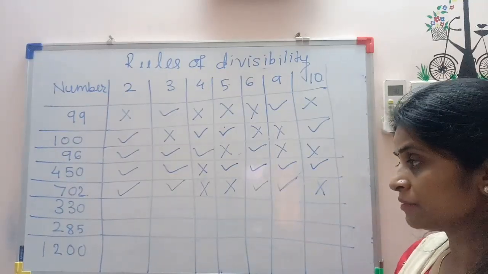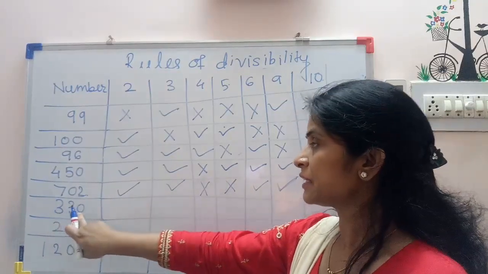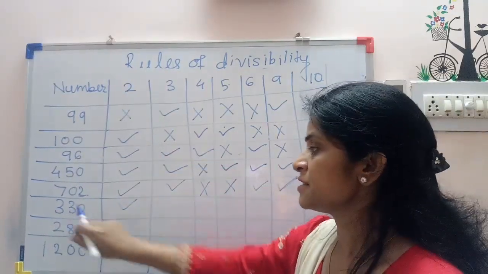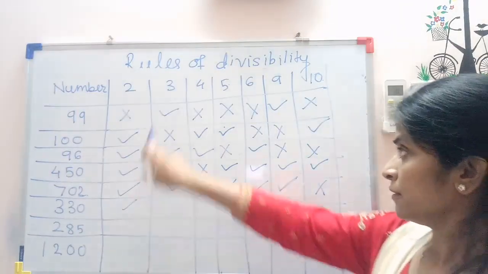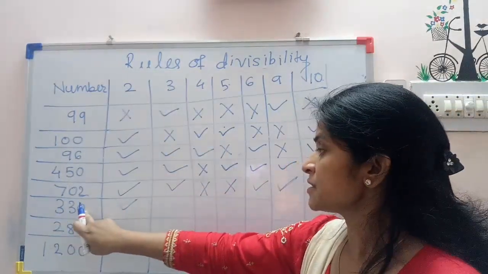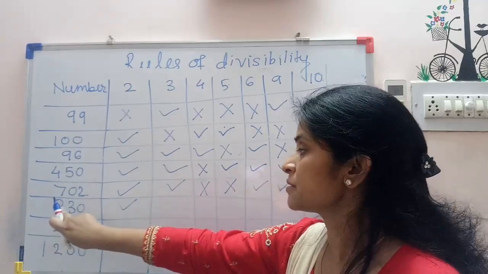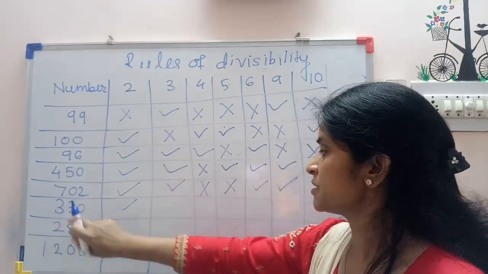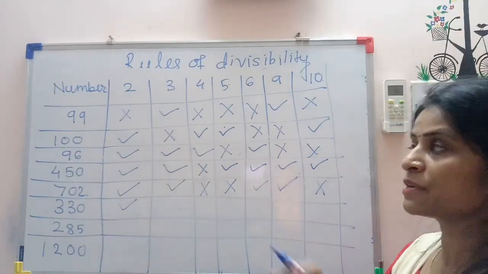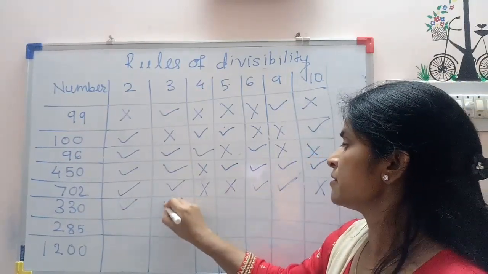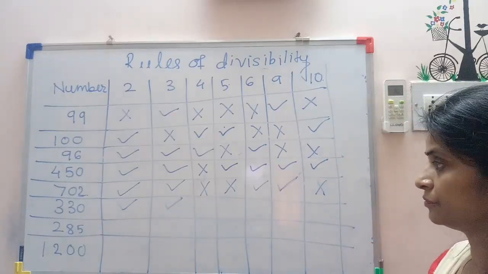Now next one, whether 330 is divisible by 2. Yes, because it ends in 0. Next, is it divisible by 3? Let's do the addition of all the digits. 3 plus 3, 6 plus 0, 6. 6 is divisible by 3. So, 330 is divisible by 3.